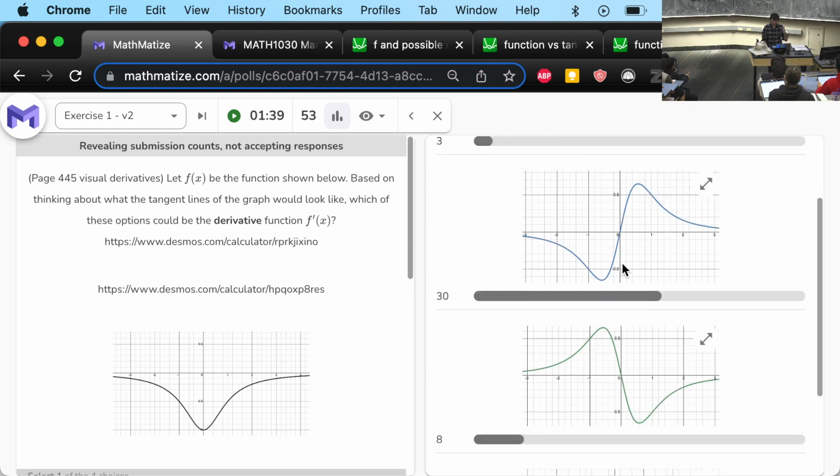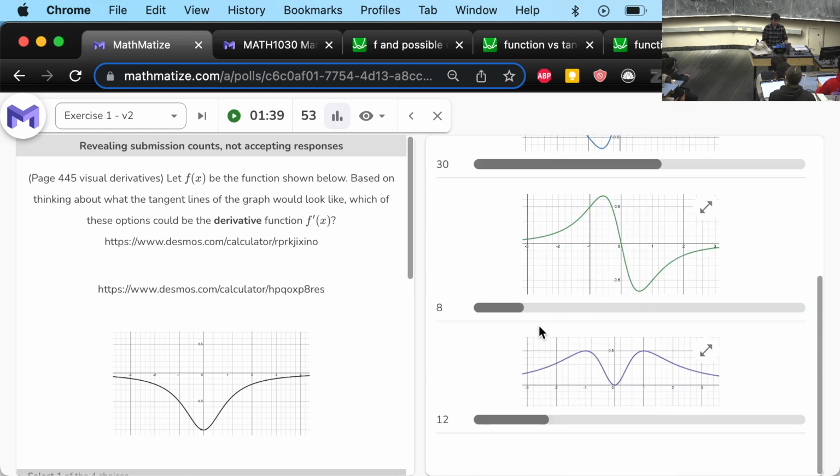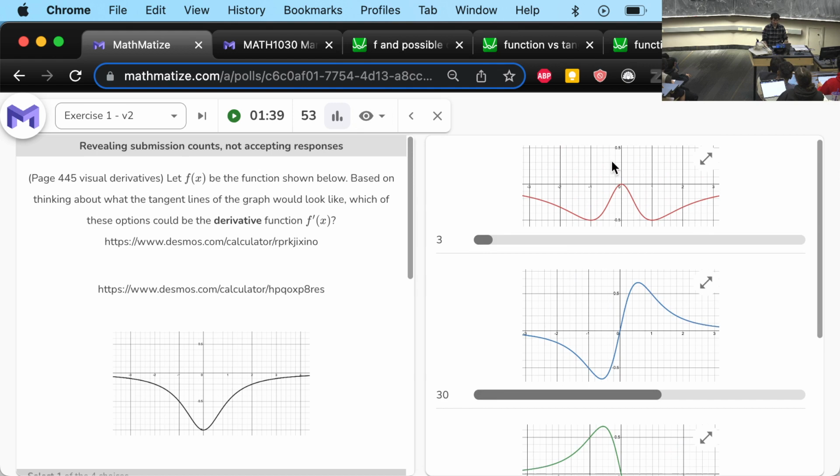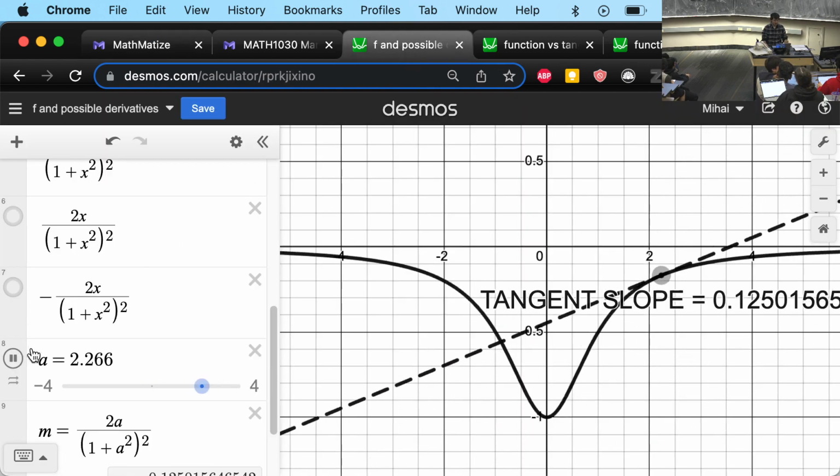30 people are in blue. What about the other ones? 12 people are in purple. Purple is kind of wrong for a very similar reason that red was wrong. So purple is not right.